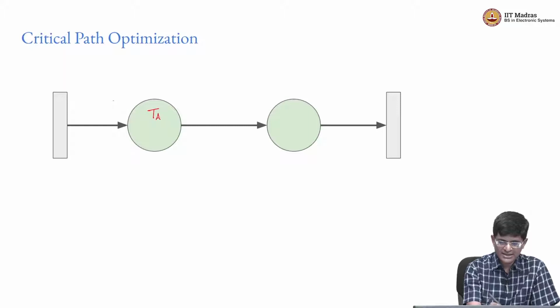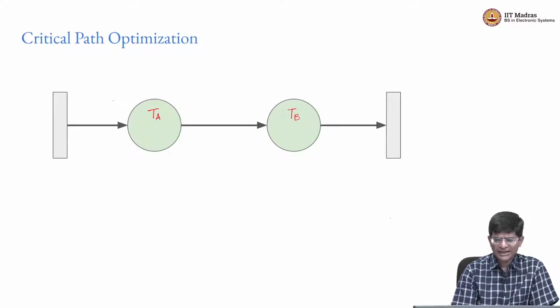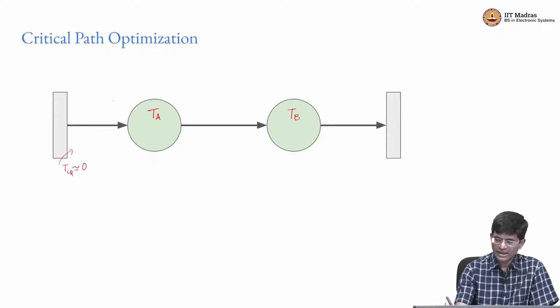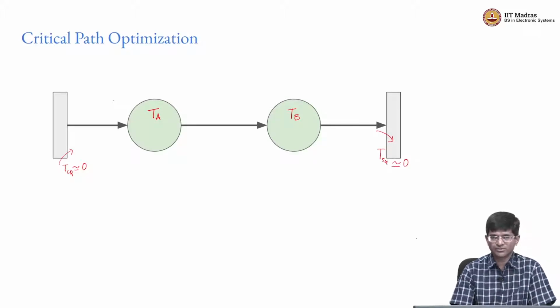assuming that the delay through this is some TA and TB, and I'm further going to assume that I can ignore the TCQ, which would basically be the delay over here, the clock to Q delay. I'm going to assume it's approximately equal to 0, and similarly I have another T setup at this end which I will also assume is approximately equal to 0.